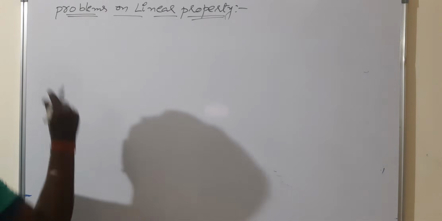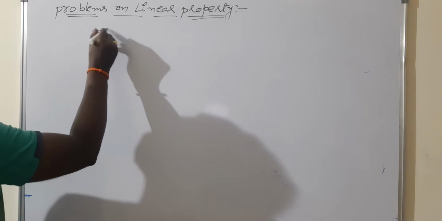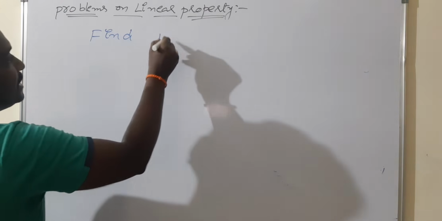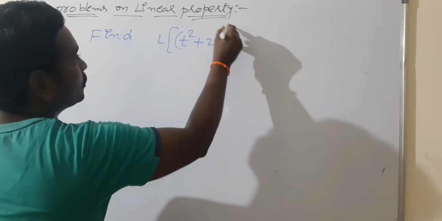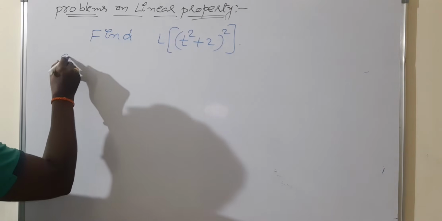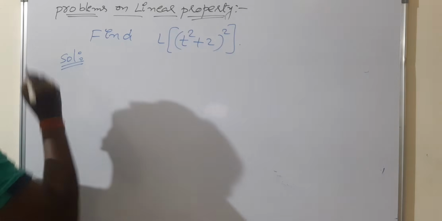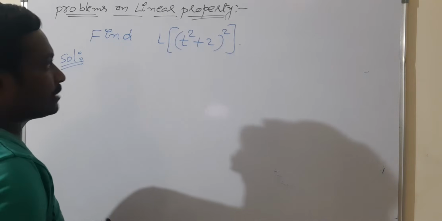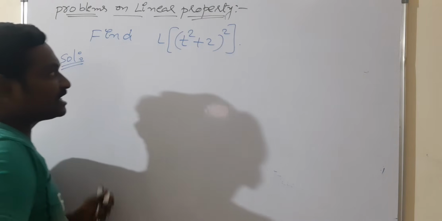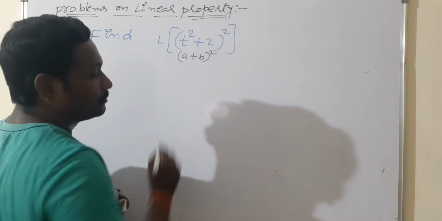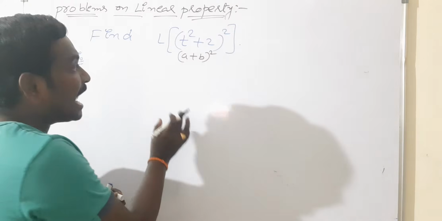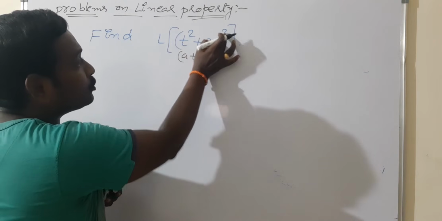Find L of (t square plus 2) whole square. Solution. We are observing that the inside function is in the form of (a plus b) whole square. We do not have a direct formula for (t square plus 2) whole square.